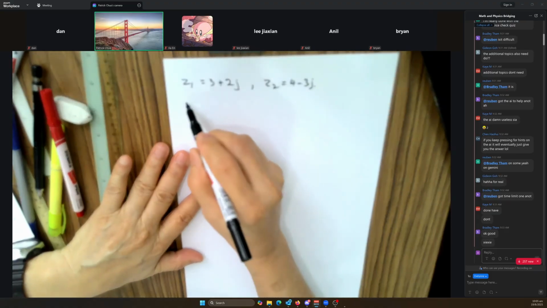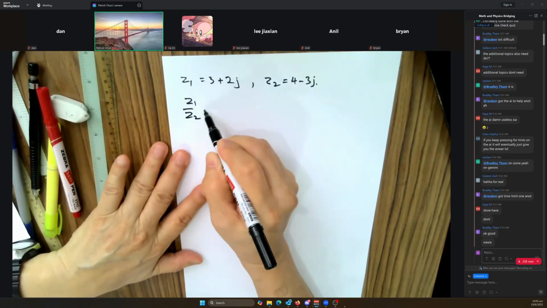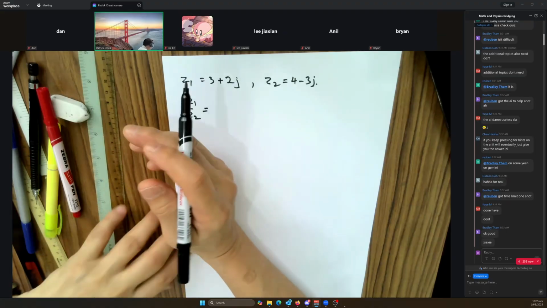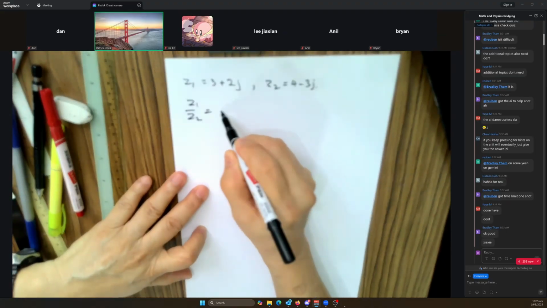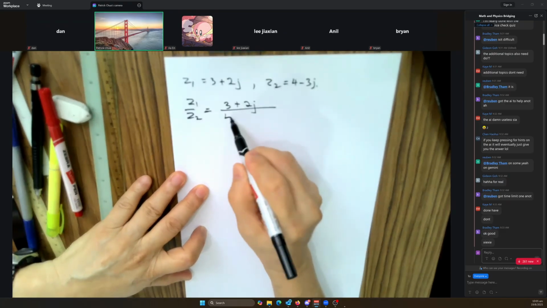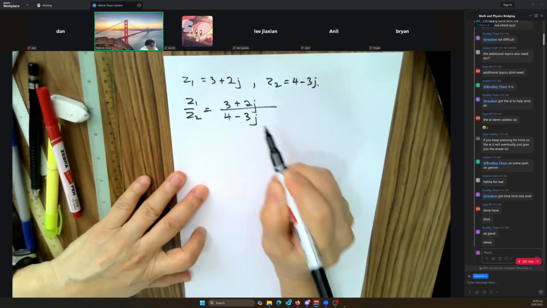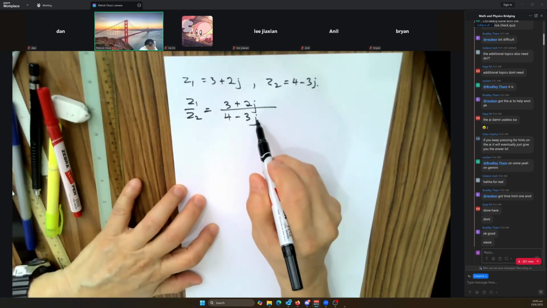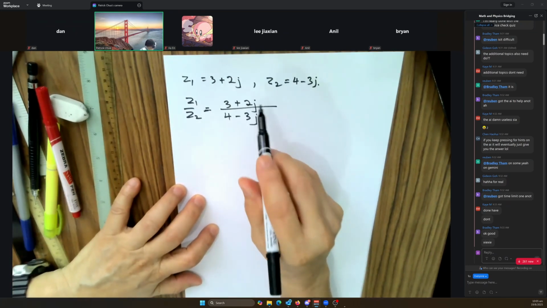So find Z1 over Z2. Okay. So Z1 over Z2 will evaluate. So we write down what is Z1. Z1 is 3 plus 2j. Z2 is 4 minus 3j. Okay. Now, so you have a j in the denominator and j in the numerator.